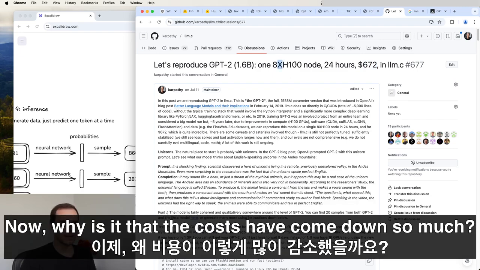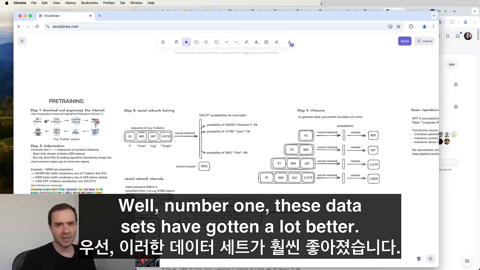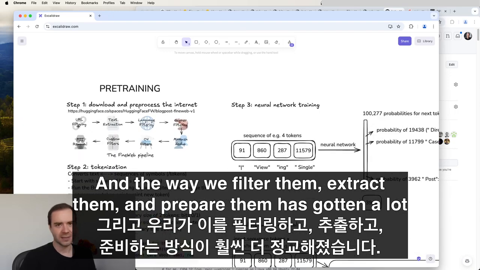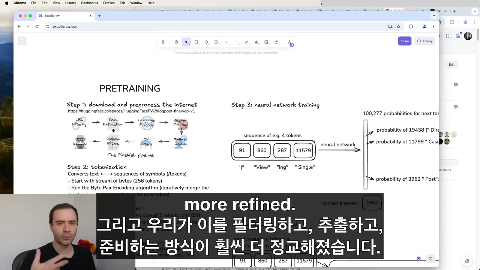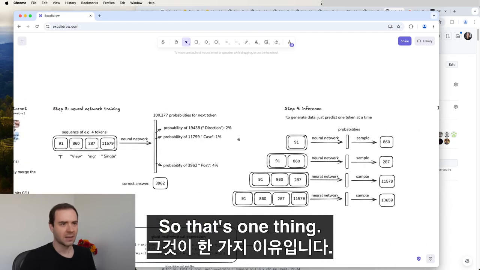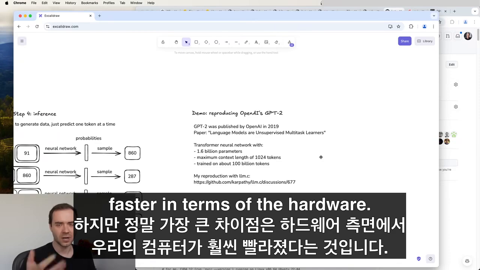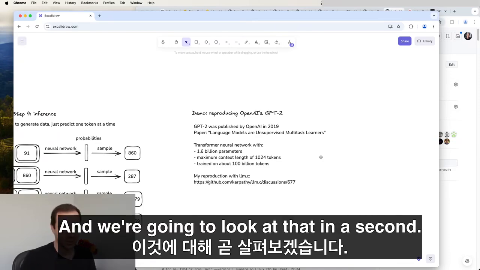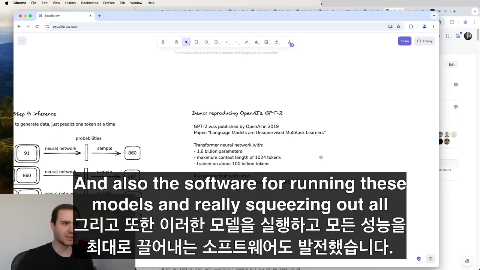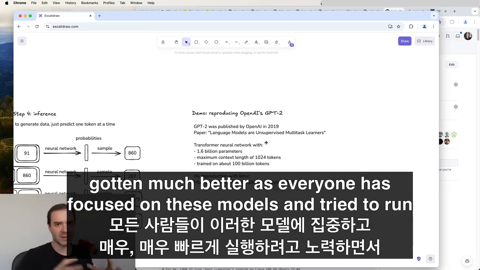Now, why is it that the costs have come down so much? Well, number one, these datasets have gotten a lot better. And the way we filter them, extract them, and prepare them has gotten a lot more refined. And so the dataset is of just a lot higher quality. So that's one thing. But really the biggest difference is that our computers have gotten much faster in terms of the hardware, and we're going to look at that in a second, and also the software for running these models and really squeezing out all the speed from the hardware as it is possible. That software has also gotten much better as everyone has focused on these models and trying to run them very, very quickly.